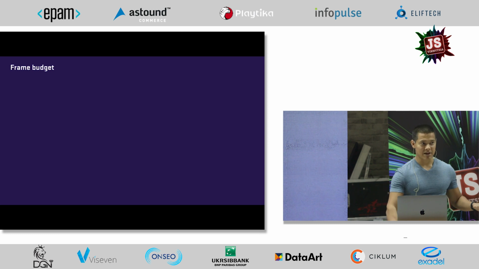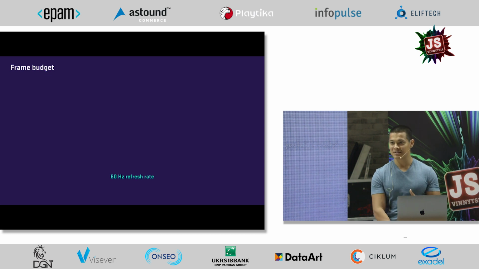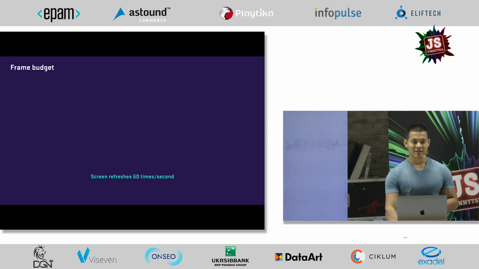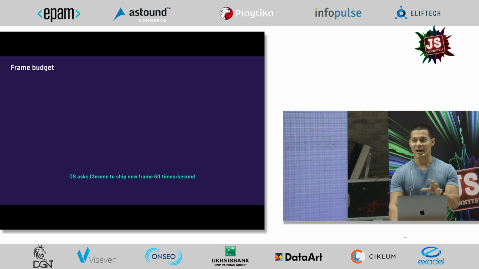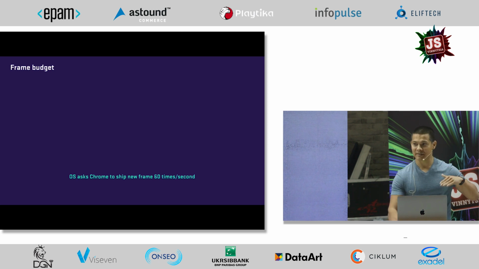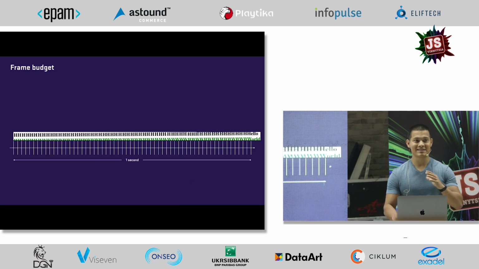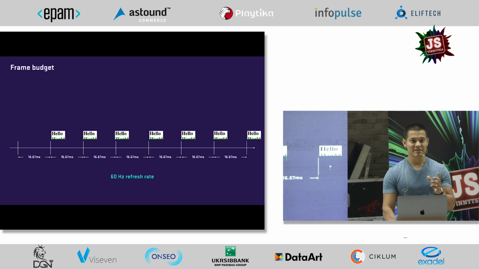Most of the screens that we have nowadays have a 60 Hertz refresh rate. Like the talk before, it's going to 120 as well, but most of the screens that we have now are 60 Hertz, meaning the screen refreshes 60 times per second, meaning the operating system is going to ask Chrome to ship a new frame, to create a new bitmap, 60 times per second. That means if things are scrolling, for example, in the page, Chrome has to create 60 different images every second. That's a lot of work to do. If we zoom in a little bit, to create every single frame, we only have 16 milliseconds really.